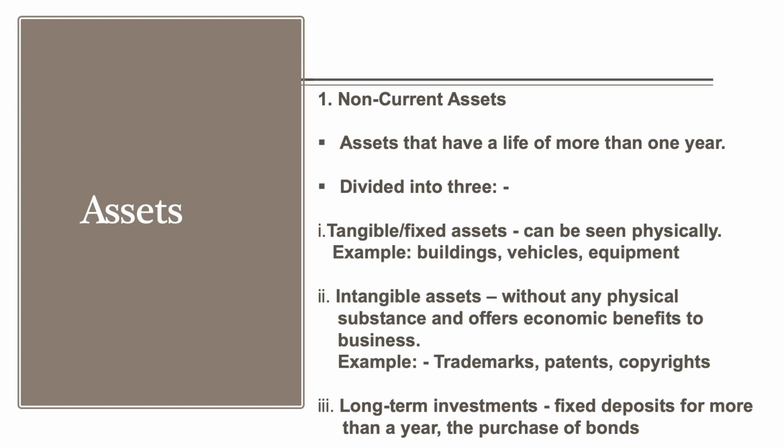Later on, the second part is intangible asset. These are assets without any physical substance that offer economic benefit to the business. Ini merupakan aset yang akan memberikan faedah ekonomi pada masa depan kepada perniagaan. Examples: trademark, patents, copyrights. And the last part is other assets such as long-term investment, pelaburan jangka panjang. Examples: fixed deposit for more than a year and purchase of bonds.